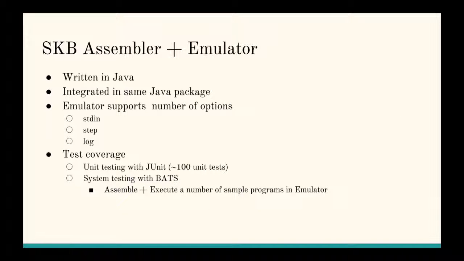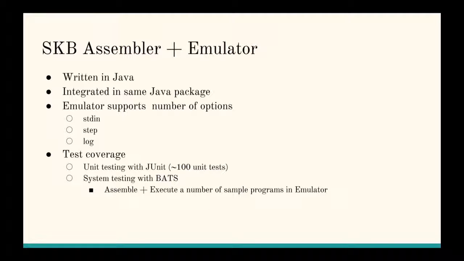My assembler and emulator are both written in Java. They're actually part of the same Java package. So for example, the memory object in the emulator is also used by the assembler to generate the MIF file. The emulator supports a number of interesting options. For example, you can preload the input buffer with this stdin option. You can step through individual instructions or log the steps into a file.